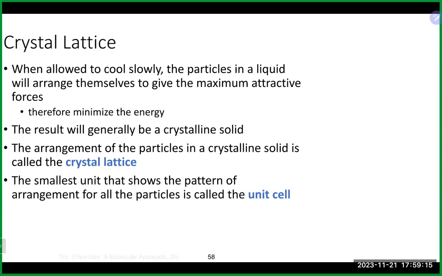When it's allowed to cool slowly, particles in the liquid form will arrange themselves as they go into the solid form to maximize those attractive forces. As we talked about, especially in a dipole situation or an ionic situation where you have positive and negative coming together, there are always going to be positives near positives and negatives near negatives. But they really do try to move around as much as they can to maximize the opposite attractive forces, the positives and negatives coming together. The whole point is they will move around to minimize the overall energy.